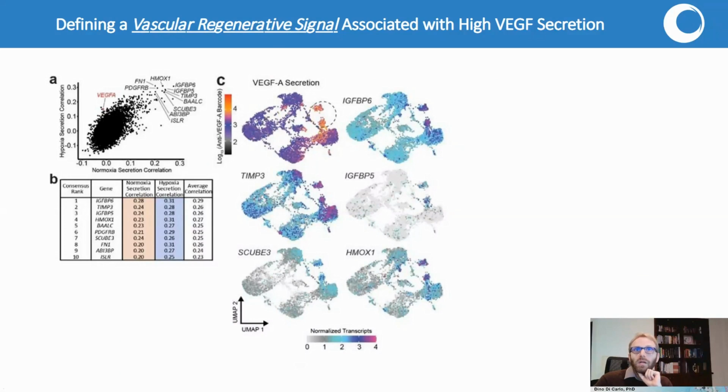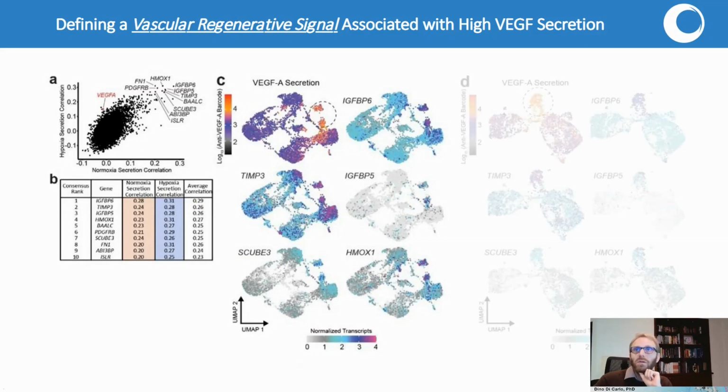So again, here are some of the highly correlated genes, and this is across both the normoxic and the hypoxic cells. You can see that there is a subset of highly correlated genes in these clusters, like these insulin-like growth factor binding proteins. IGF-BP5 transcripts very well define that cluster. And so that's really interesting. Understanding what those genes do is really important if you want to control VEGF secretion.